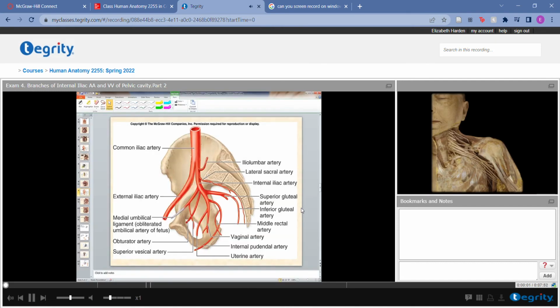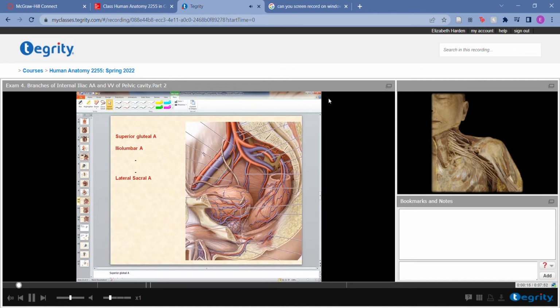We already finished talking about this kind of anterior section of our internal iliac. Now we're going to talk about this bit back here, which is really the posterior division. So let's talk about that. Superior gluteal is the big one that comes off of the posterior division, and you guys have probably seen that sucker in lab.